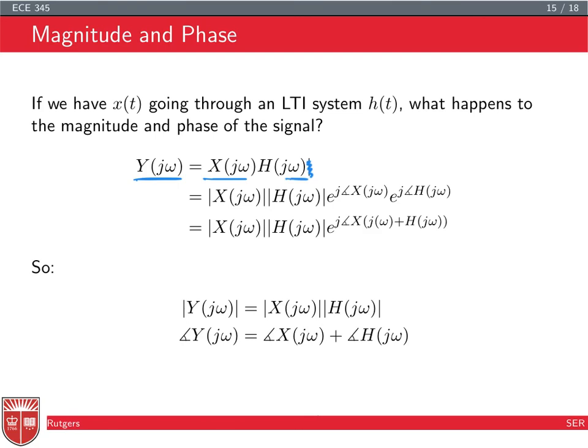So for this reason, to get the magnitude of the output of an LTI system, the magnitude of the output is the magnitude of the input times the magnitude of the transfer function, the frequency response, and the phase of the output is the phase of the input plus the phase of the frequency response.